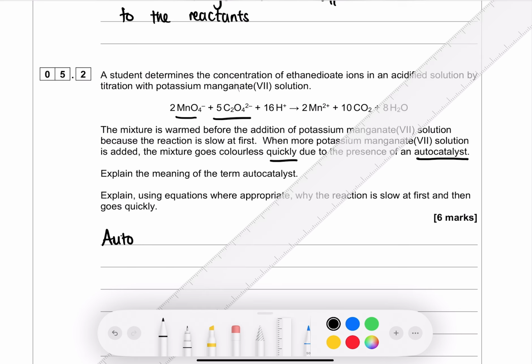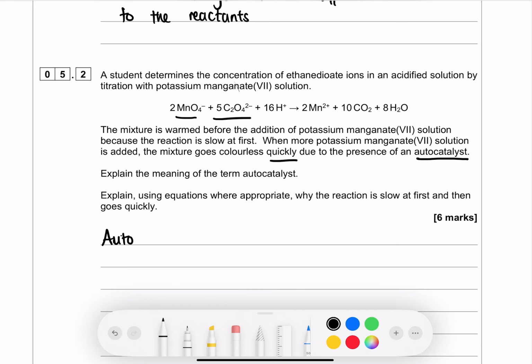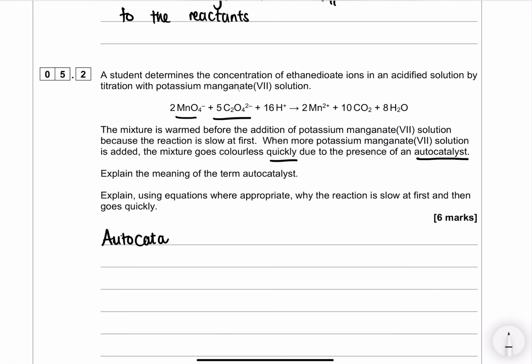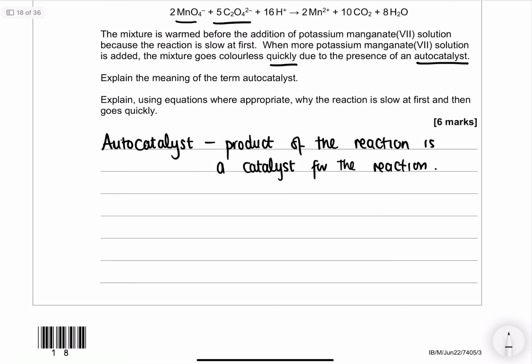So an autocatalyst is when the product of the reaction catalyzes the reaction. Explain, using equations where appropriate, why the reaction is slow at first and then goes quickly. Well, so it's slow at first.